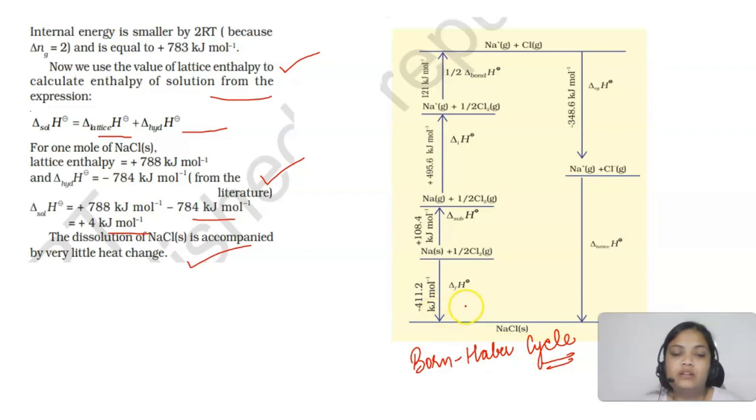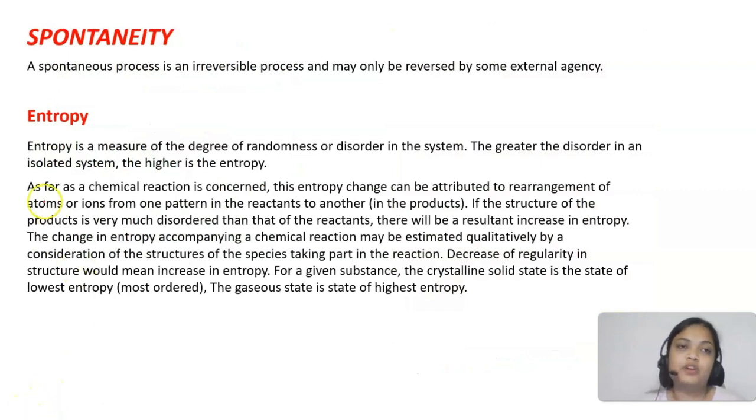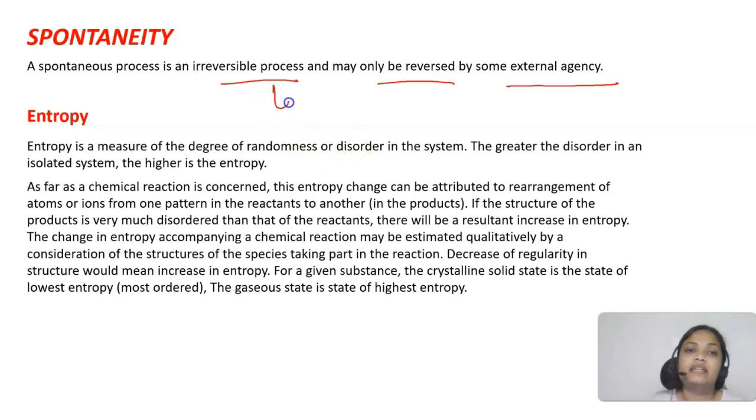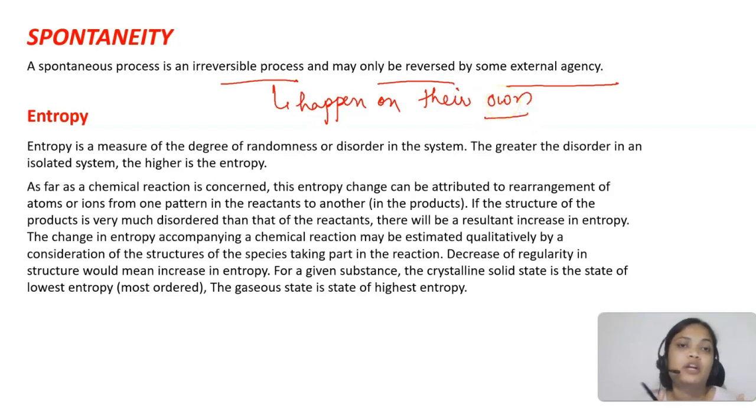Fine. So this is how we are calculating it. Now the next important topic is spontaneity. If I talk about spontaneous processes or spontaneous reactions, these are irreversible processes and may be reversed only by some external energy. This means these are processes that happen on their own, without the requirement of any external agency. So we will call them spontaneous processes.